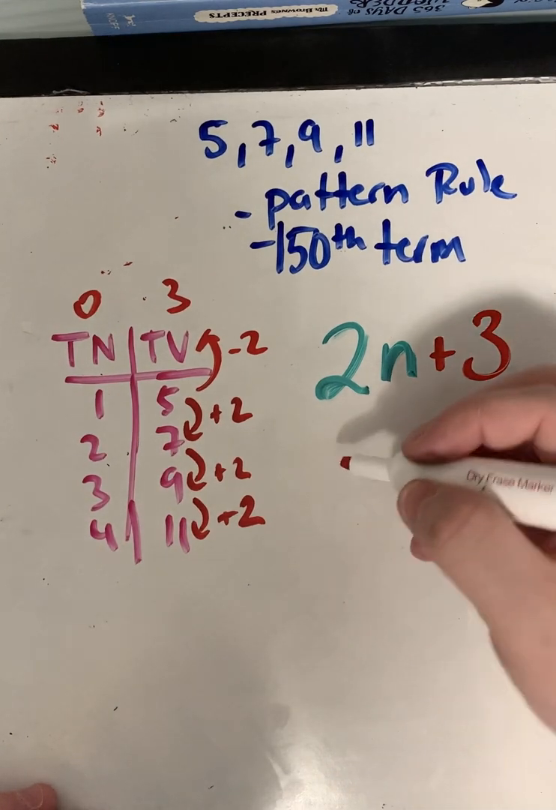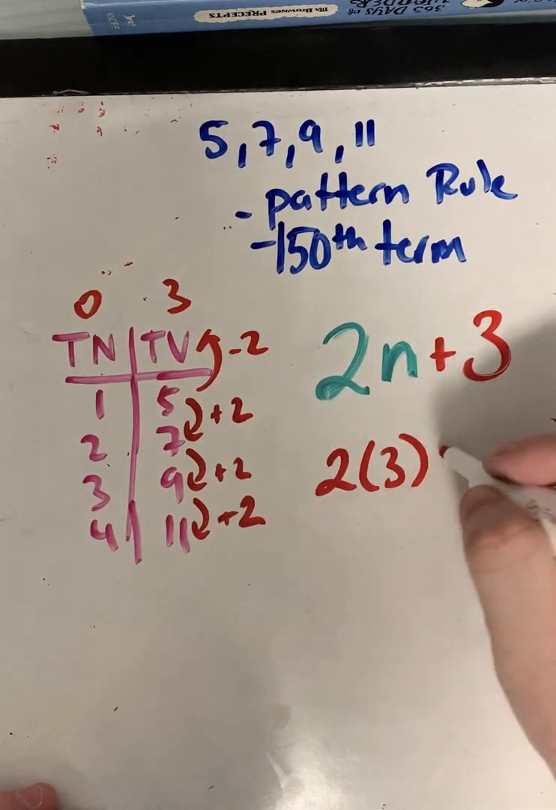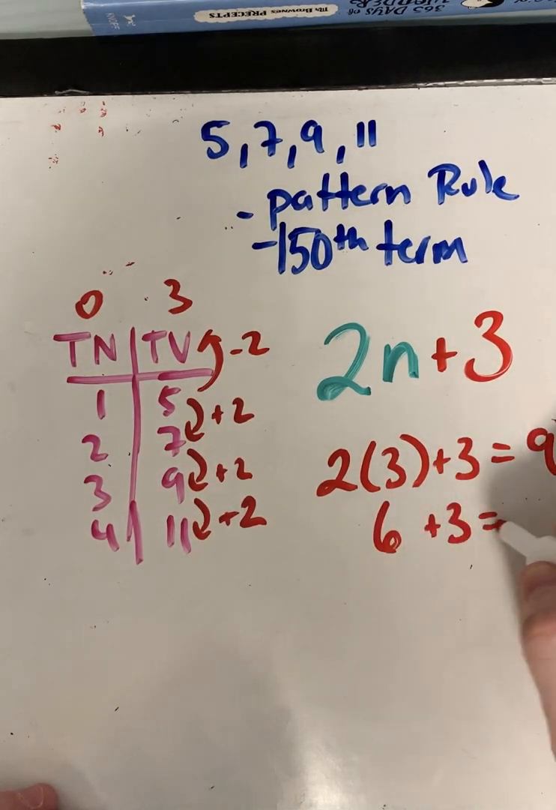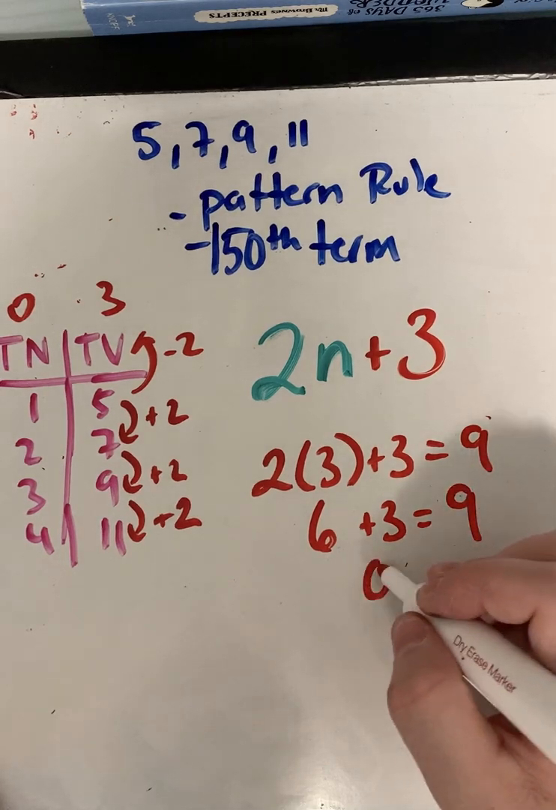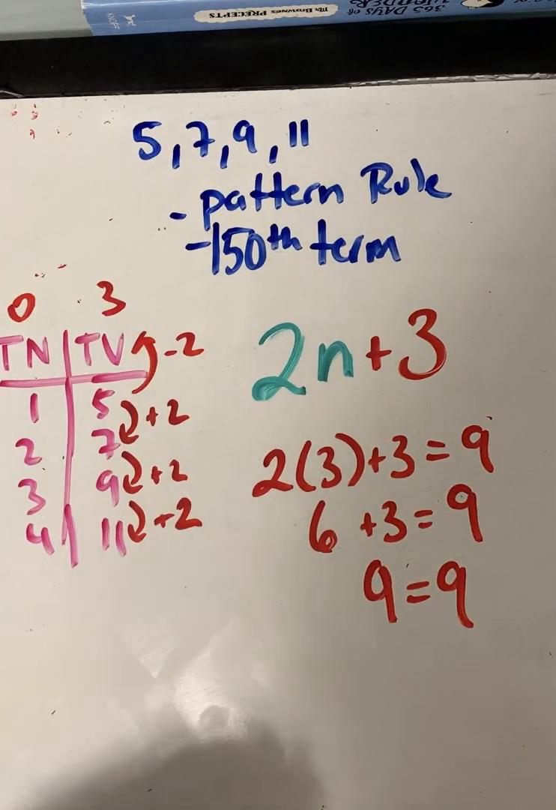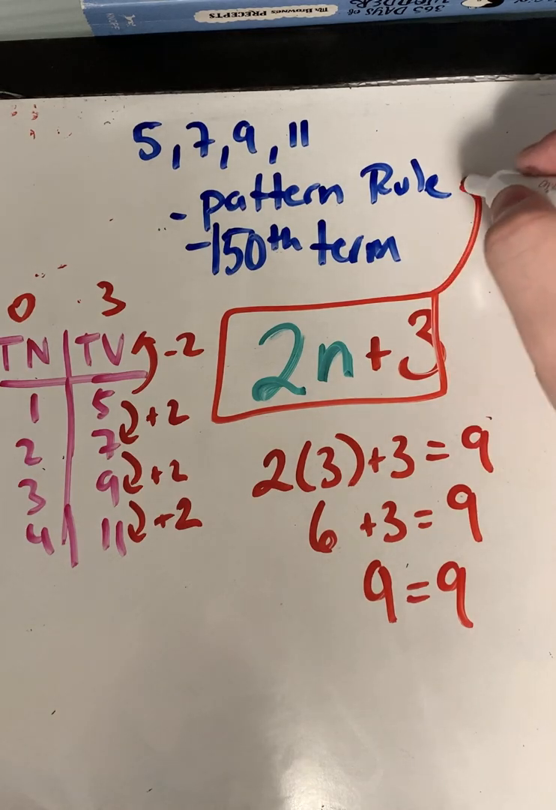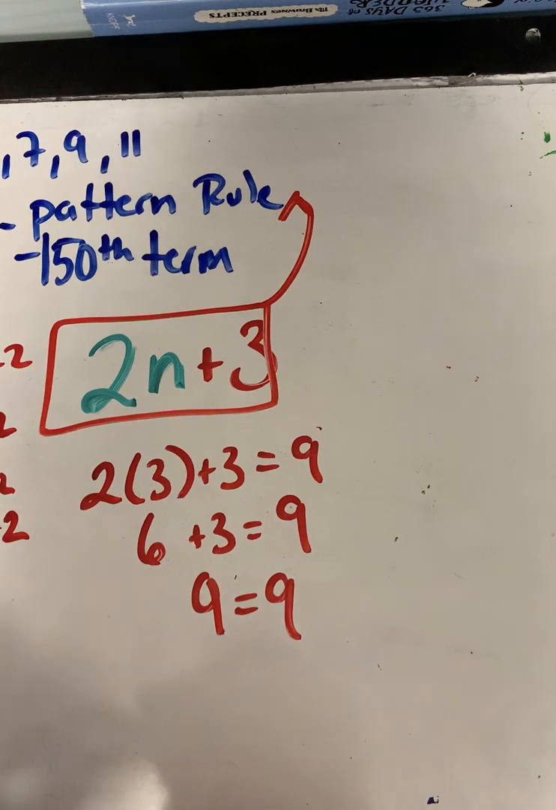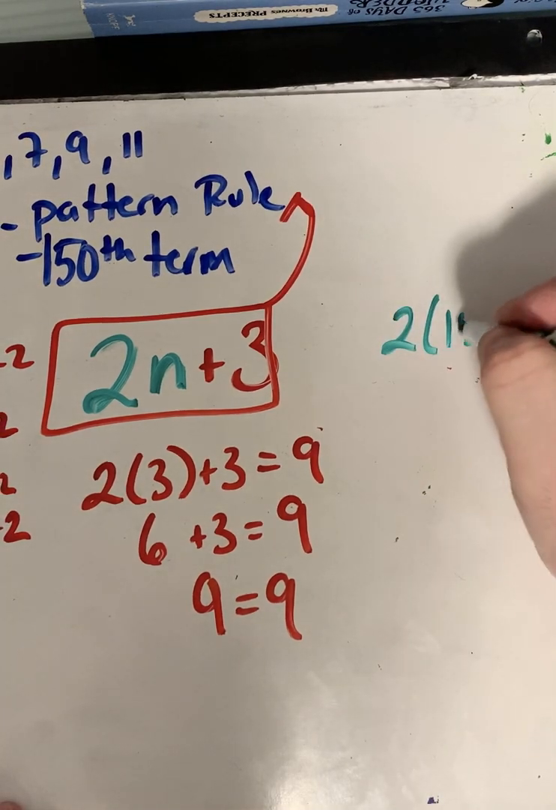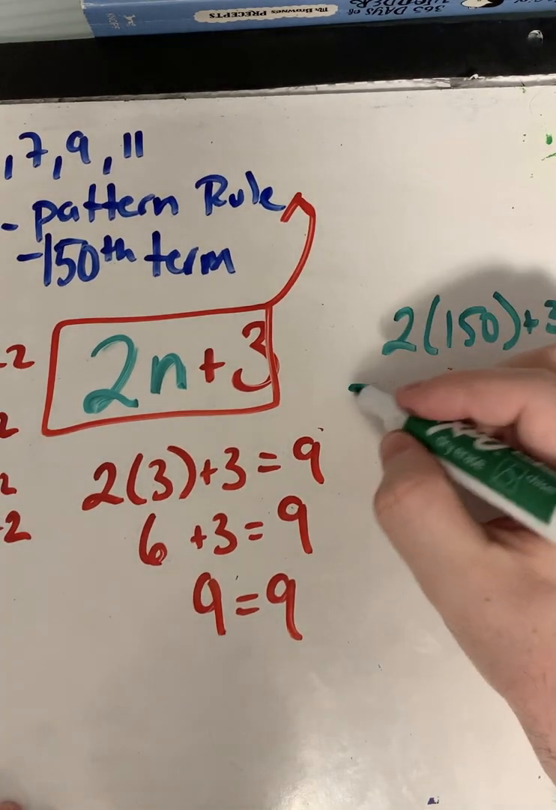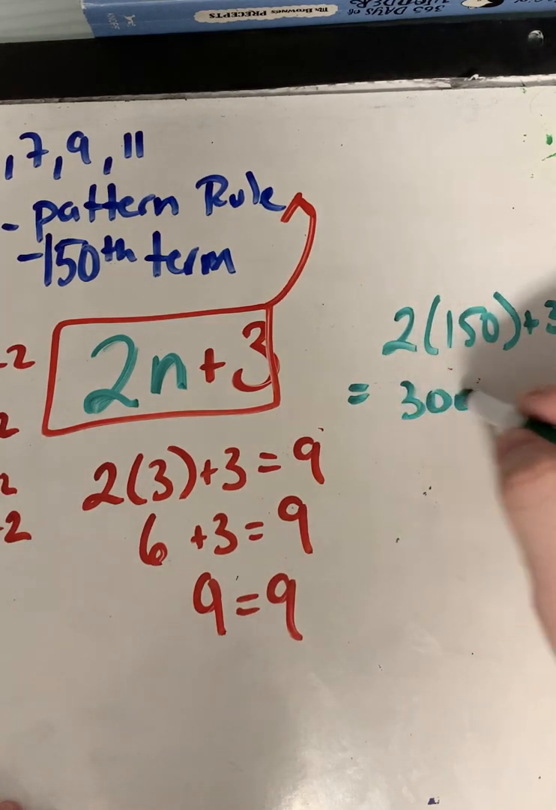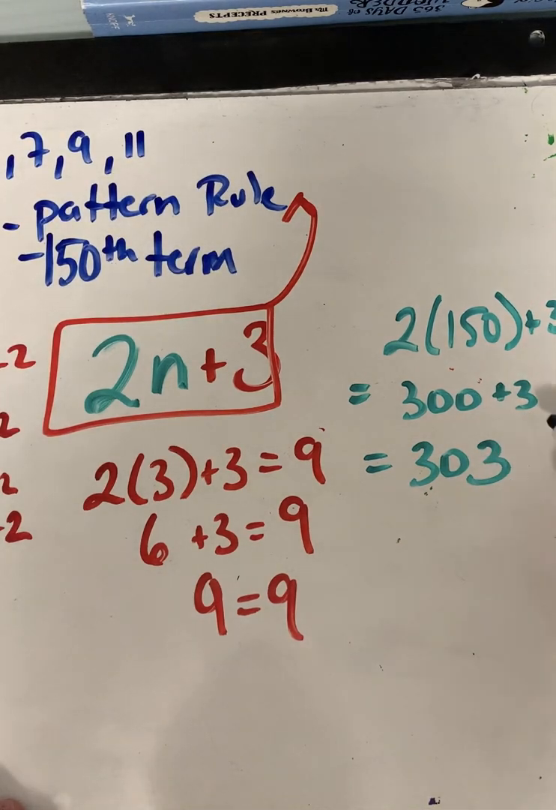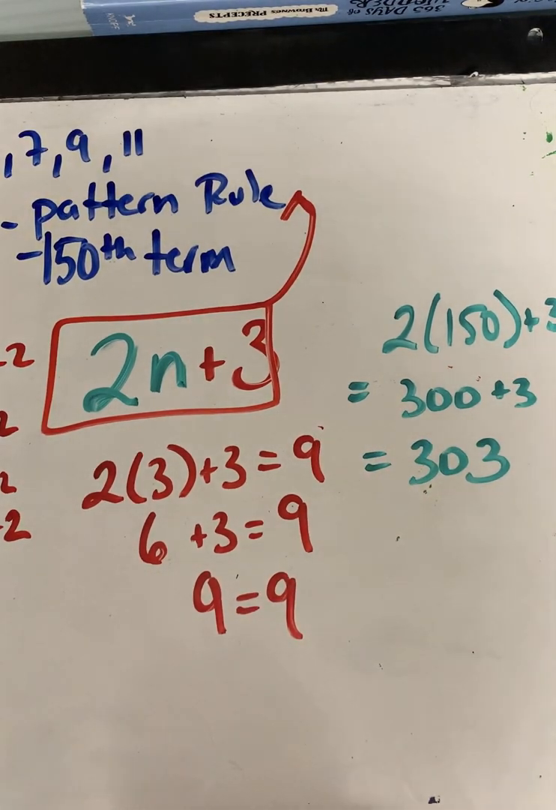Let's test it out really quickly just to verify. 2 times 3 plus 3 should equal 9. 2 times 3 is 6 plus 3 equals 9. 9 equals 9. Okay, good. Amazing. My pattern rule works. What's the 150th term? So 2 times 150 plus 3. So the 150th term is 300 plus 3. It's 303. Well done. Hopefully you got that. If you didn't, take a look at the steps that we did to get here.